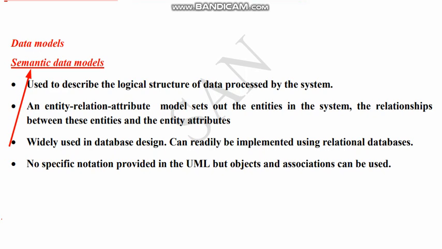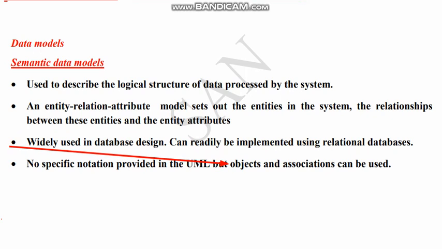So each class is considered as an entity here, right? And these types of models are used in database design, or you can say the detailed level of design, which is also a part of relational databases. Here no specific notation is provided in UML, but objects and associations can be used. It means for semantic data models you have to focus on object and association diagrams.